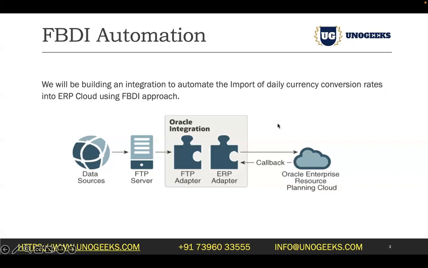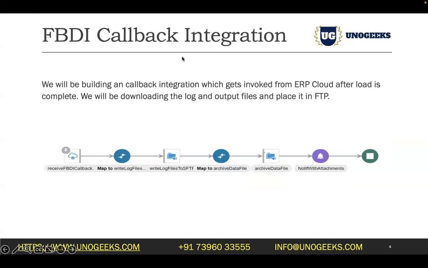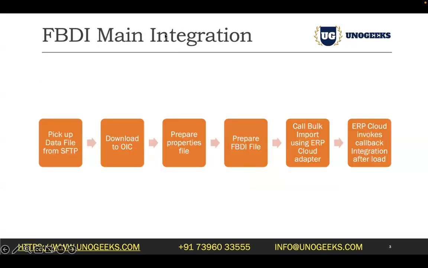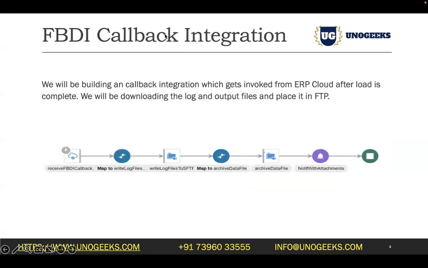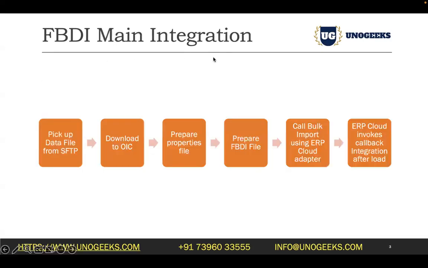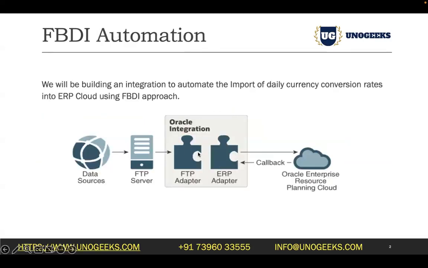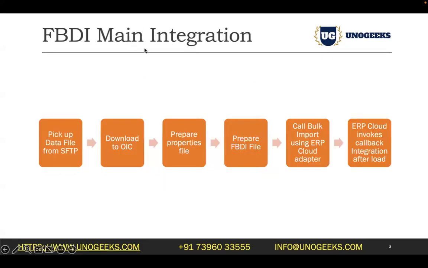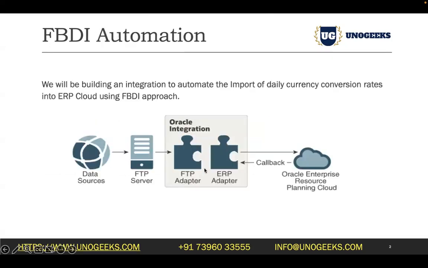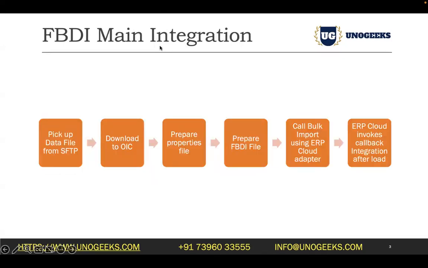Those post-processing actions, we will put them into a callback service. Remember, we're going to create two integrations as part of this: the FBDI main integration and the FBDI callback integration. In the FBDI main integration, we would be plugging in this logic. It would be a scheduled orchestration. You would list down the files, pick up a file, do the required transformations and then send it to ERP.